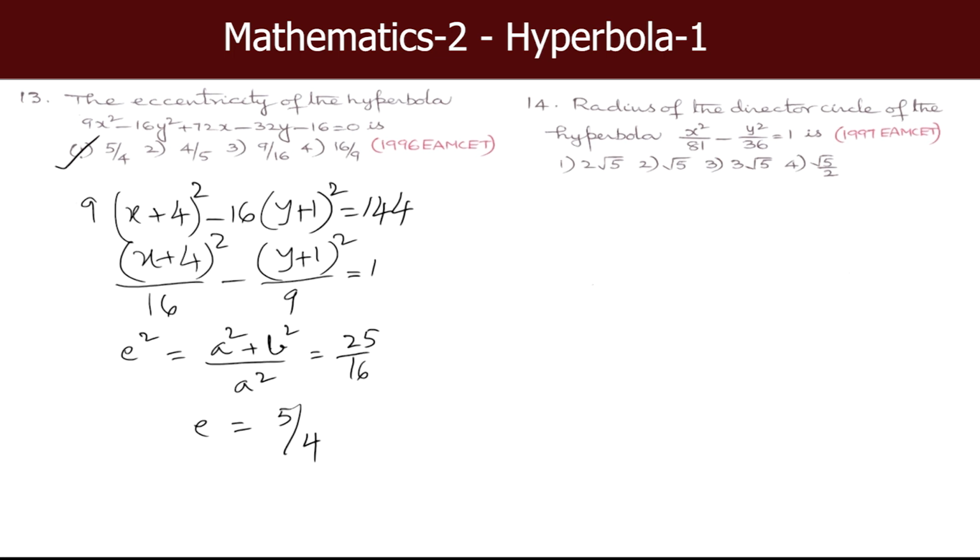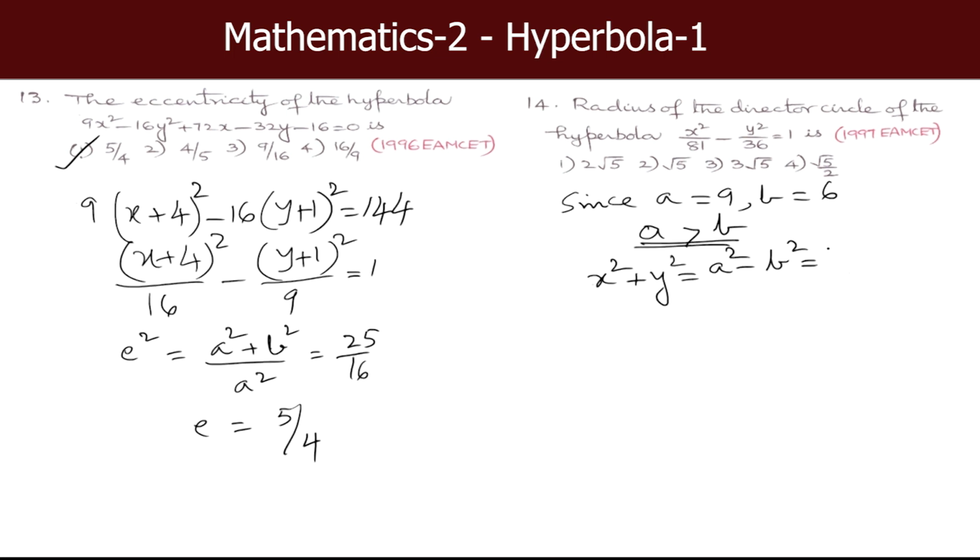Radius of the director circle of the hyperbola x²/81 − y²/36 = 1 is. Well, the director circle exists only when a > b. Here a = 9 and b = 6, so a > b. The director circle is x² + y² = a² − b², that is equal to 45. So what is the radius of the director circle? Root 45, which is equal to 3 root 5. Well, that is the answer, third option.